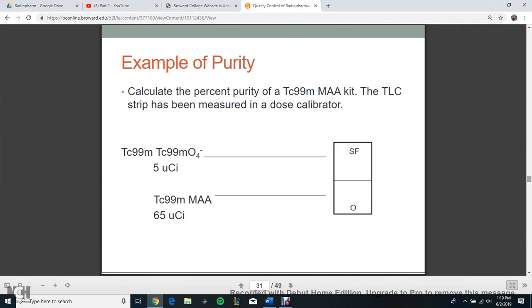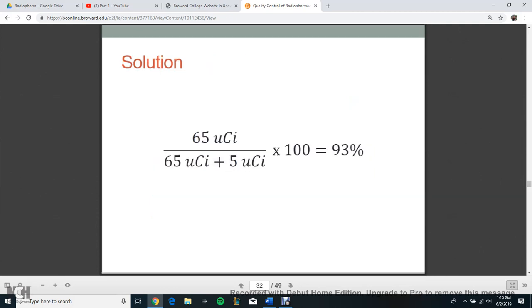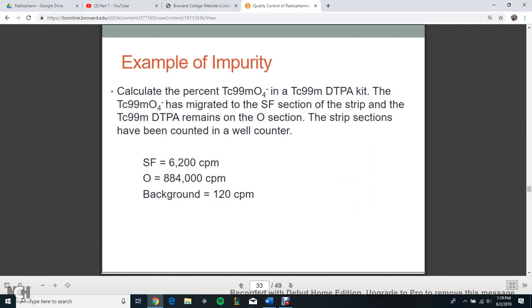The TLC strip has been measured in a dose calibrator. The top one, which is the solvent front, is the technetium-99m pertechnetate, 5 millicuries, and the bottom is the technetium-99m MAA, 65 microcuries, in the origin. So you're going to take the 65 and divide it by the 65 plus the 5 and multiply that times 100, so 93% purity.